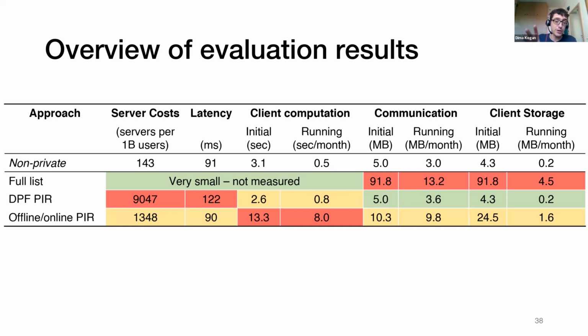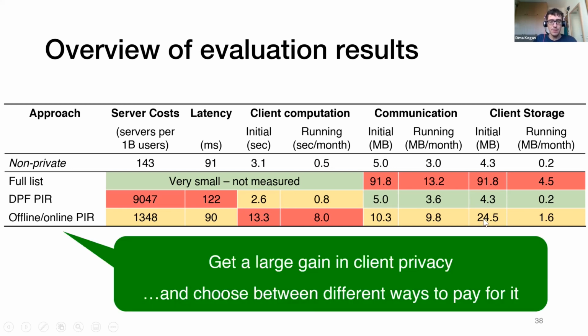So this is for the application for safe browsing, and then in other applications of block list lookups, maybe with different parameters, you can choose the approach that's right for you. I would say that whatever approach you use, you can get quite a large gain in client privacy, and you can choose from this menu of how you would like to pay for it, depending on your concerns about the different cost metrics.